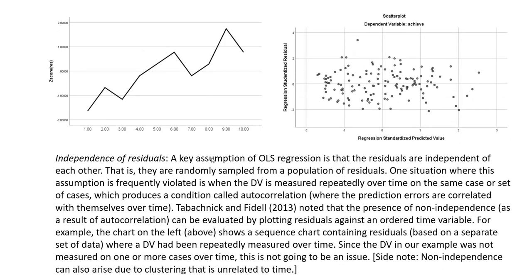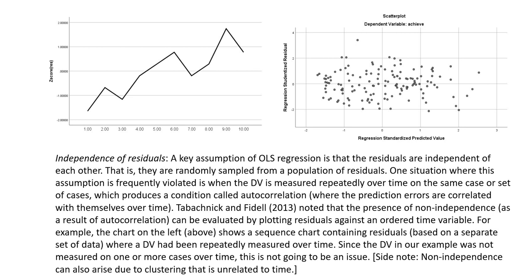Next, we also want to keep in mind that least squares regression makes the assumption that the residuals are independent of each other. That is, that they're randomly sampled from a population of residuals. And so one situation where this can be violated is when you have data on the dependent variable that's repeatedly measured over time. And so what that can do is produce essentially autocorrelated errors.